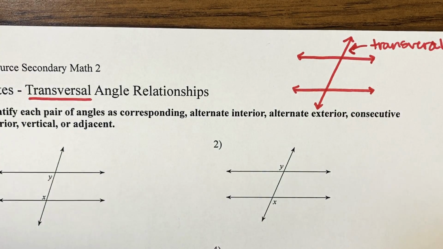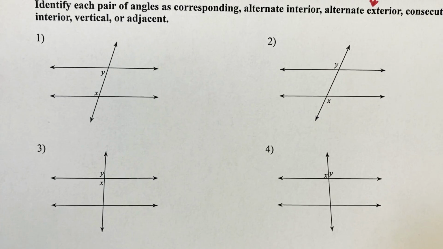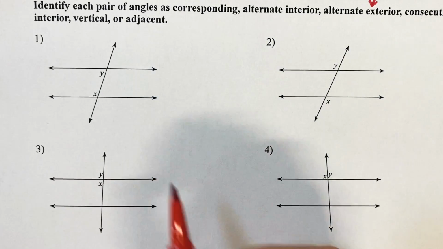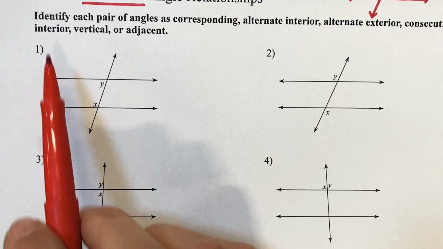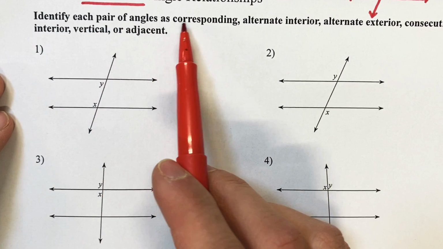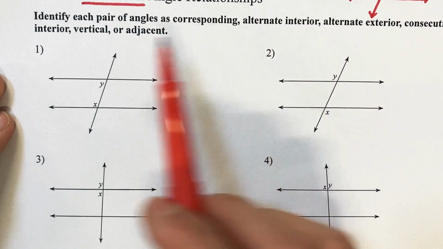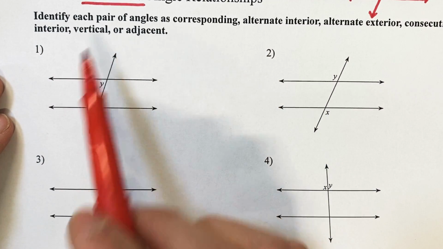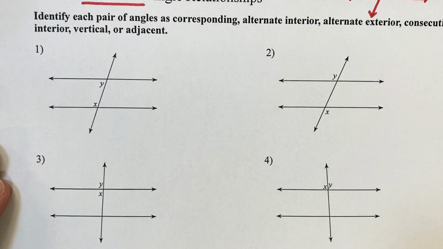Okay, so these notes are going to go rather fast today, because in the first 6 examples, we are simply defining the relationship. So let's go ahead and define these guys. Identify each pair of angles as corresponding, alternate interior, alternate exterior, consecutive interior, vertical, or adjacent. Okay, so let's go ahead and start.